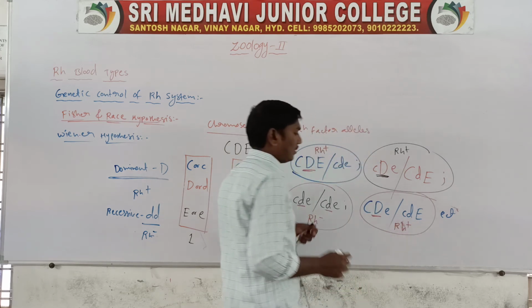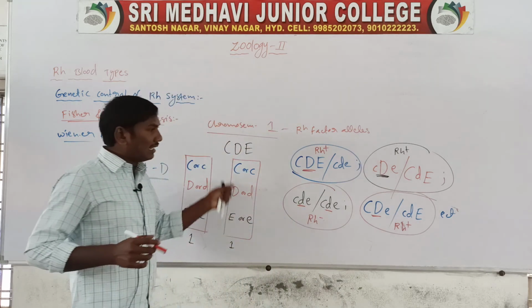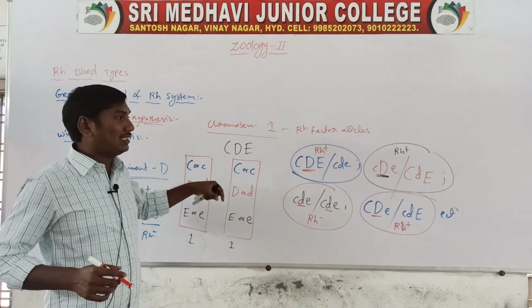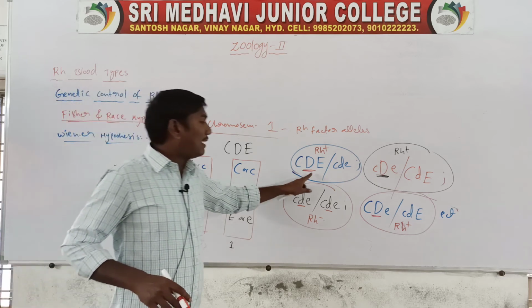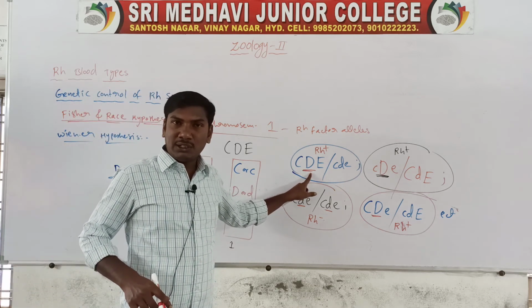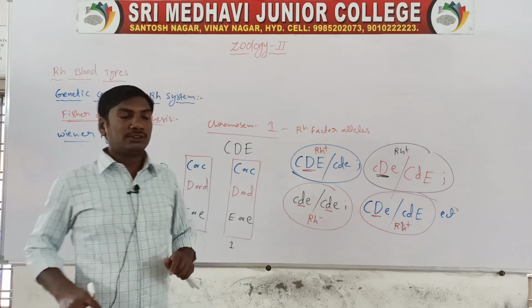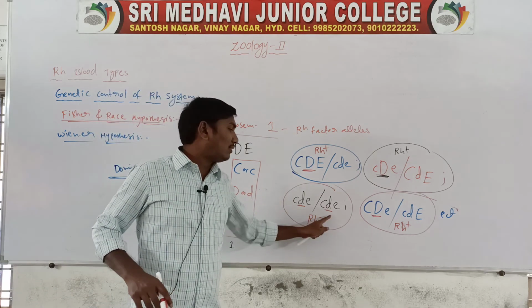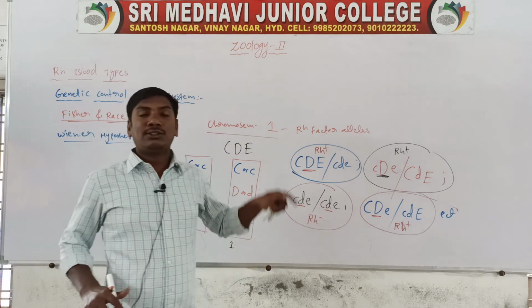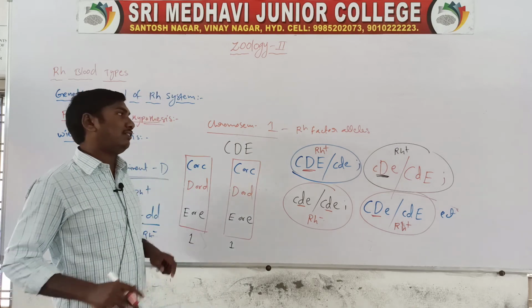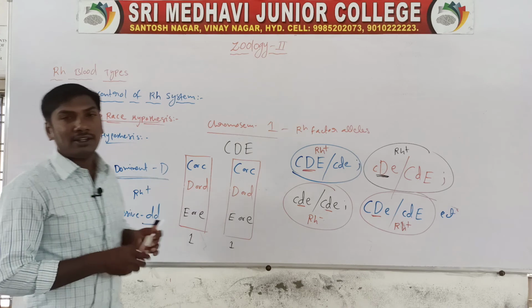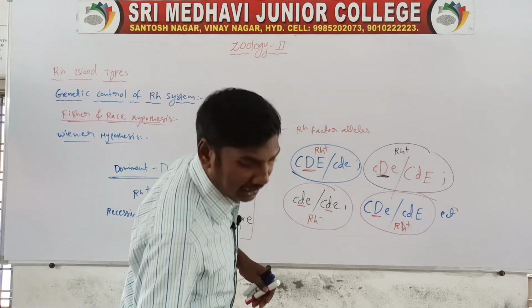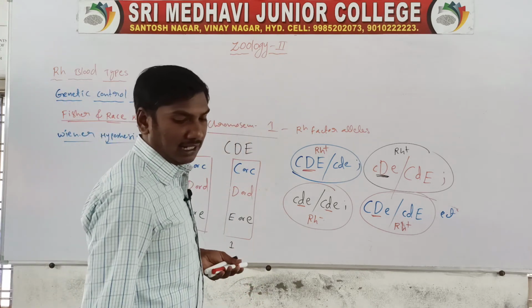So understand the Fisher and Race hypothesis. According to Fisher and Race, if the dominant D is present, that person's blood group is called Rh positive. If two recessive d's are present, that person's blood group is called negative. So that is the Fisher and Race hypothesis. Next one, the Wiener hypothesis.